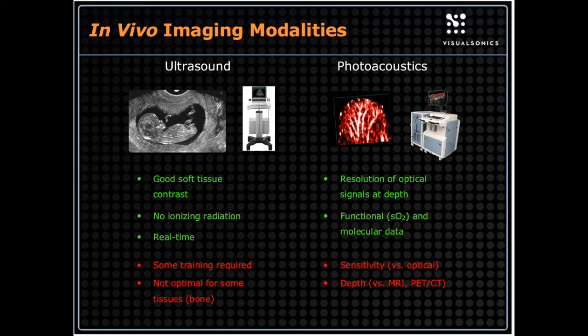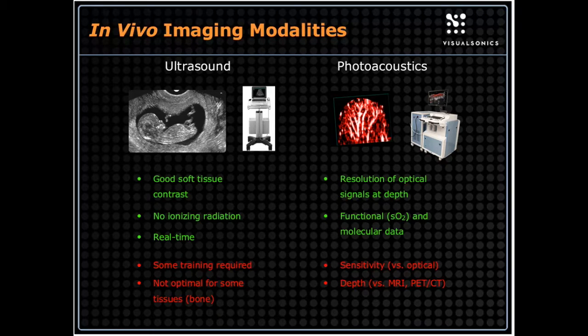It's not optimal for some tissues, such as bone, so the ultrasound doesn't penetrate the bone, so there are some limitations there when compared especially to something like CT. There's also some training required, although this modality is meant to be used by anybody. Especially in the research realm, anybody with a little bit of training can get up to speed and can use ultrasound. As opposed to something like MRI or PET, where it really does take a dedicated operator, who's really an expert at those modalities.